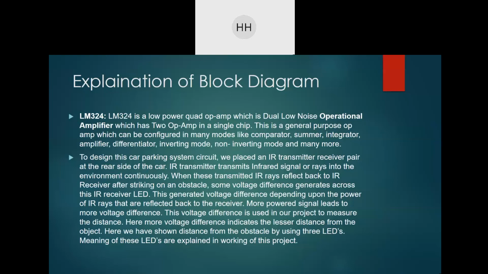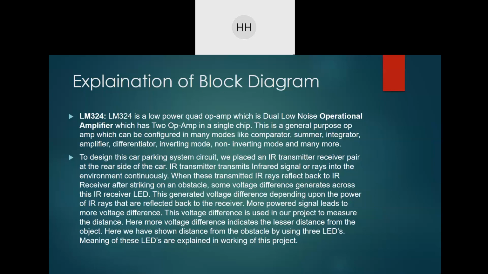To design the car reverse sensor, an IR transmitter-receiver pair is placed at the rear side of the car. The IR transmitter transmits infrared signals or rays into the environment continuously. When these transmitted IR rays reflect back to the IR receiver after striking an object or obstacle, some voltage difference is generated across this IR receiver LED.